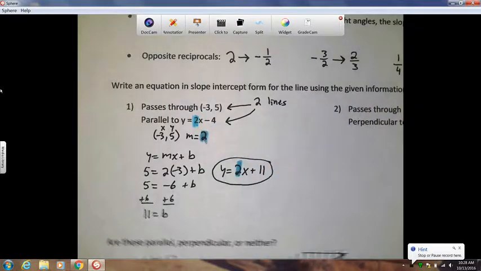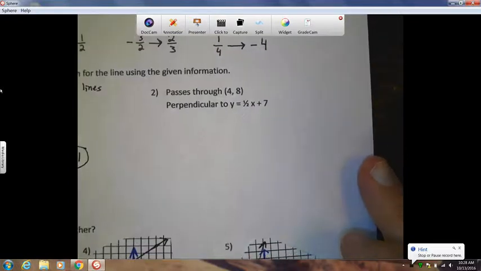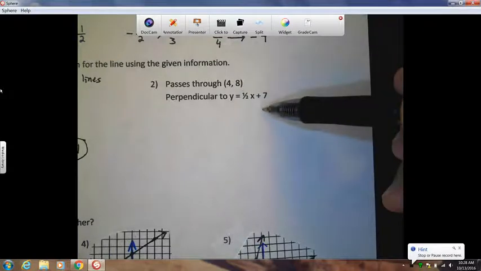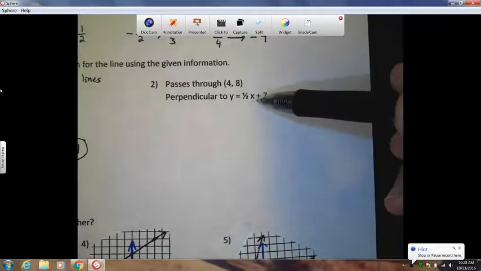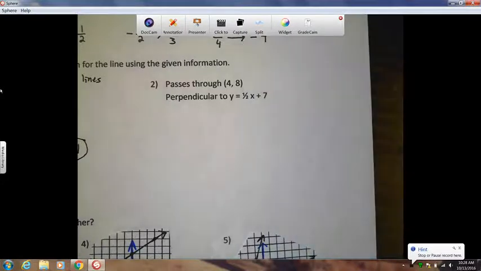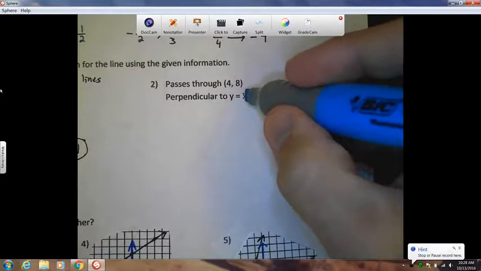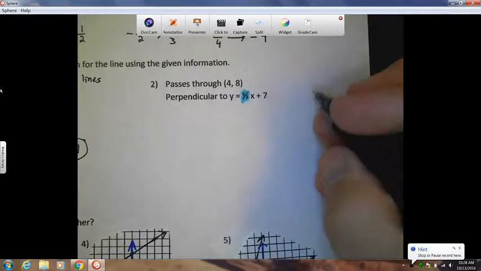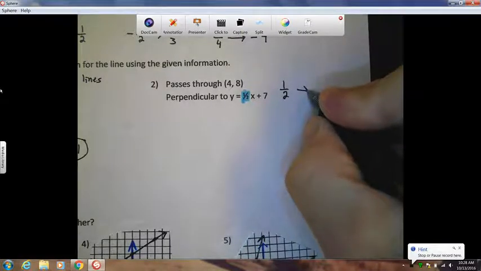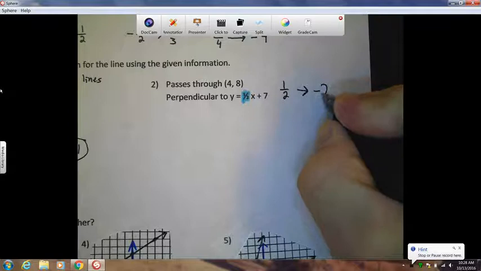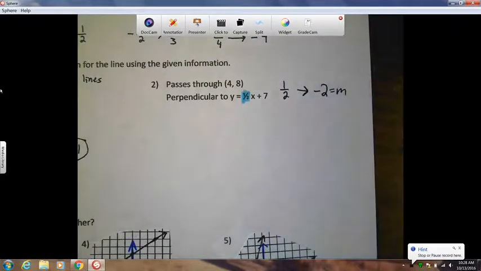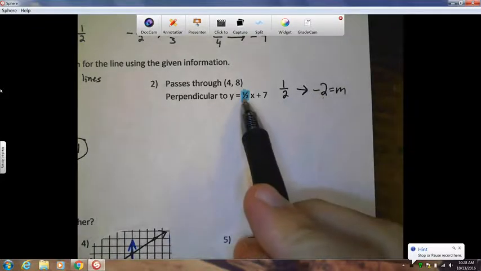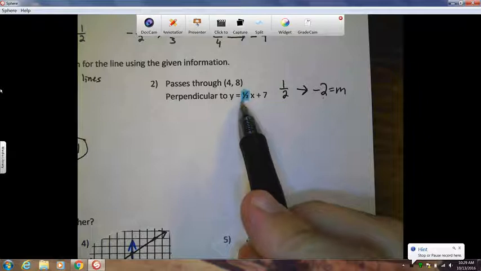Look at number 2. I'm trying to find the equation of a line that passes through this point, and it's perpendicular to this line. Okay, so perpendicular, once again, I only need the slope. So here's my slope, it's m. But perpendicular lines have opposite reciprocal slopes. So I need to use the opposite reciprocal, so I'm going to use -2. So the only information I needed was the slope. It's 1/2, so I need the opposite reciprocal.